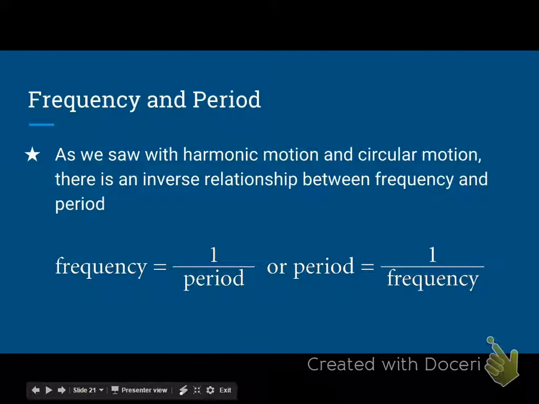Also, similar to when we talked about our circular motion, there's an inverse relationship between frequency and period. And so our frequency is 1 over the period, and our period is 1 over the frequency. If we have an object that oscillates 5 times per second, then the frequency is 1 over 5, or 1/5 hertz. If it's 10 times per second, then the frequency is 10 hertz, and the period is 0.1 seconds. Okay?